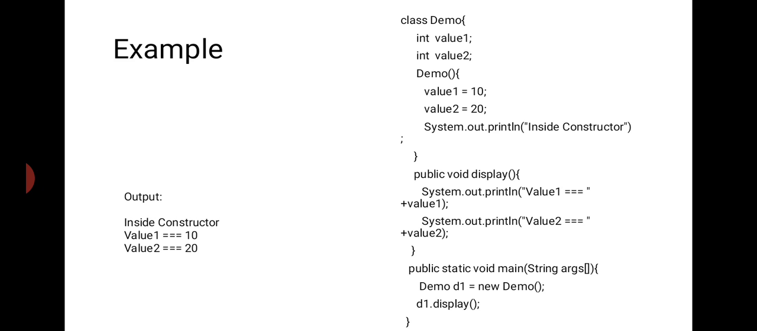Then is my main function, and here the d1 object is created of my class demo, and then finally the display statement is called. Now here is how the value is initialized. Once the object is created, at the same time the constructor will be called and the values will be initialized to 10 and 20 for each variable, and then the statement inside the constructor will be displayed. So the first line to be printed will be the one inside the constructor, and then when the display function is called, you will get value 1 equal to 10, value 2 equal to 20.